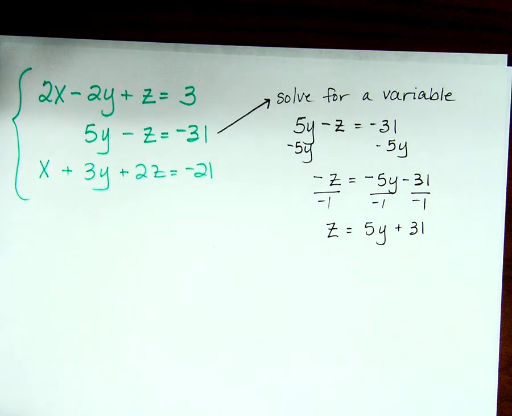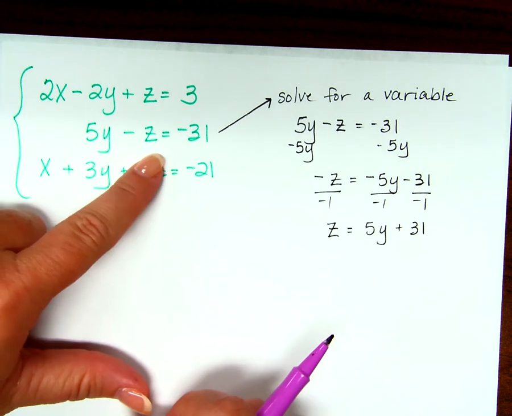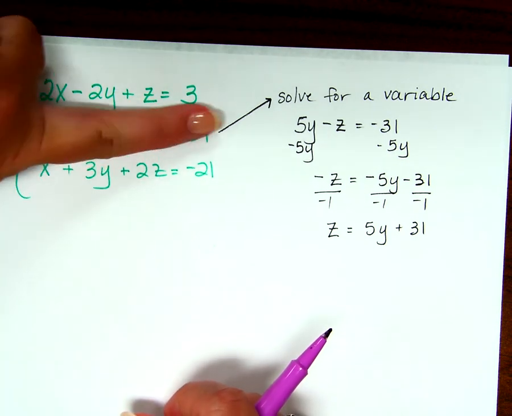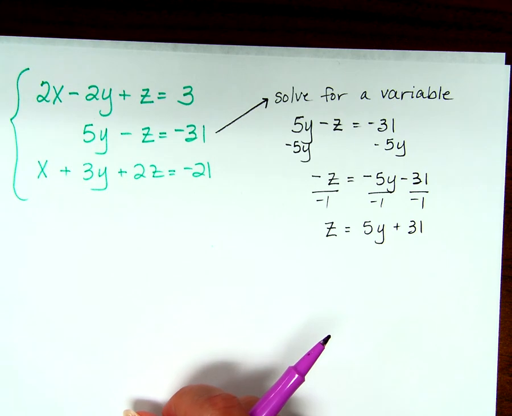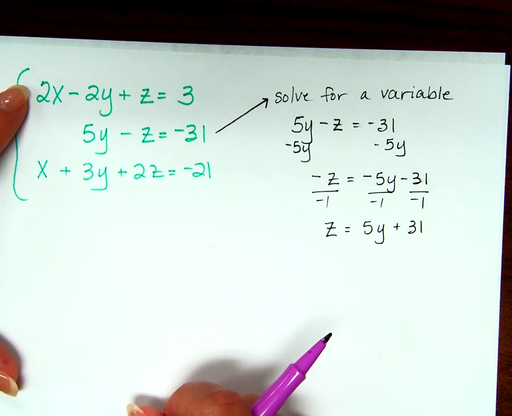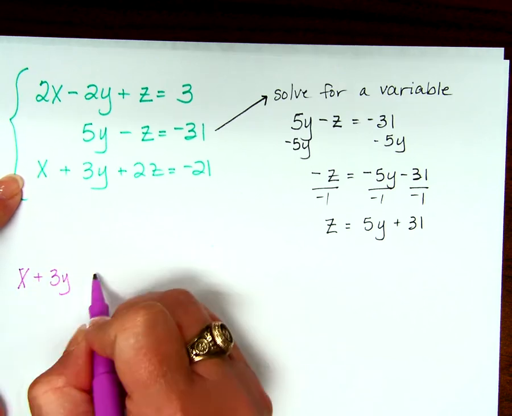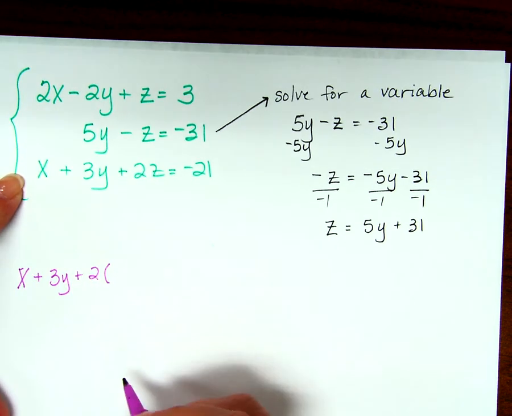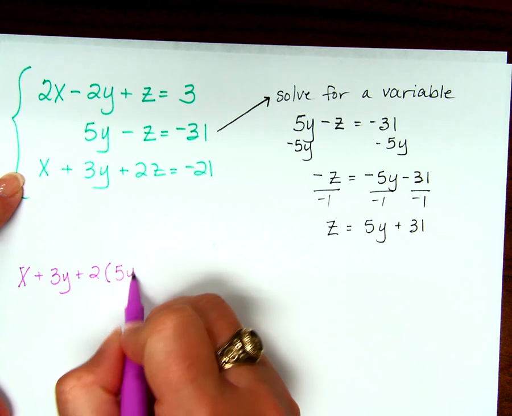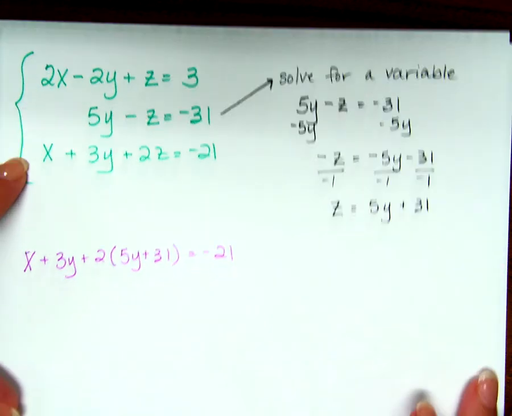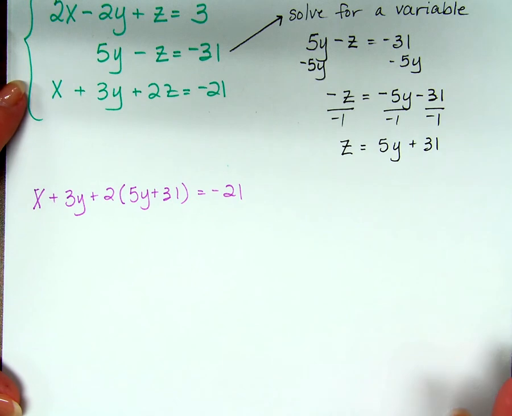Where? Top one? Oh, why do I not want to put it into the middle one? That's what we already used. So that's the only one I can't put it in. Okay? So did you say top or bottom? Bottom, okay? x plus 3y plus 2 times z, which I know is 5y plus 31, equals negative 21. Everybody okay with that so far?